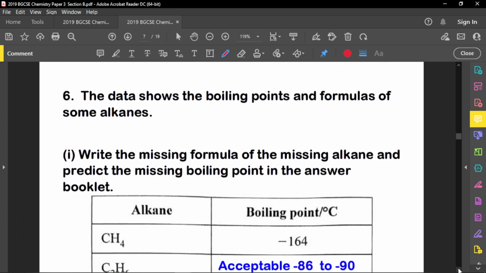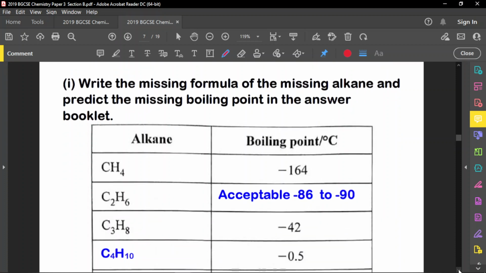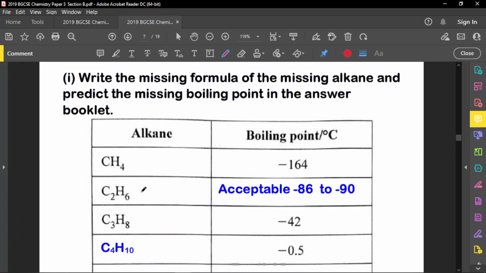Now for number 6, the data shows the boiling points and formulas of some alkanes. Write the formula of the missing alkane and predict the missing boiling point in the answer booklet. Here we have methane and here we have ethane. The missing thing ranges from about 86 to 90, so any number between that will be pretty much correct. But you need to know that it must be less than this.